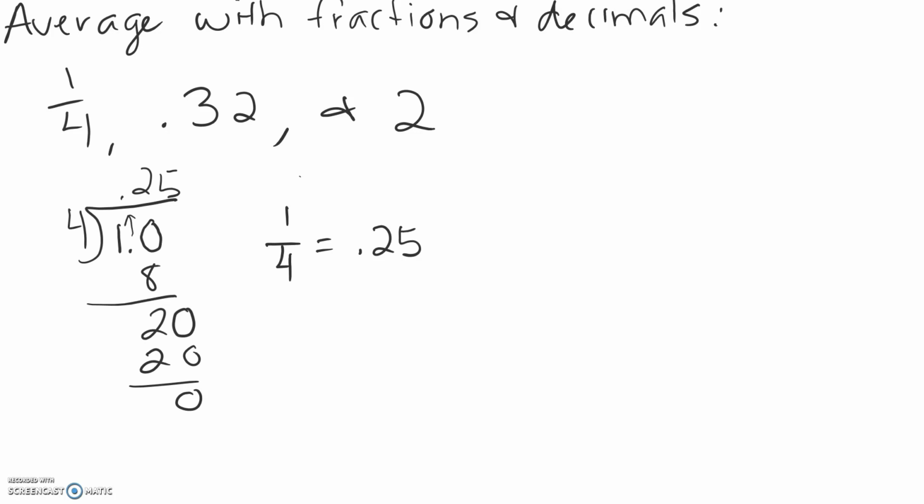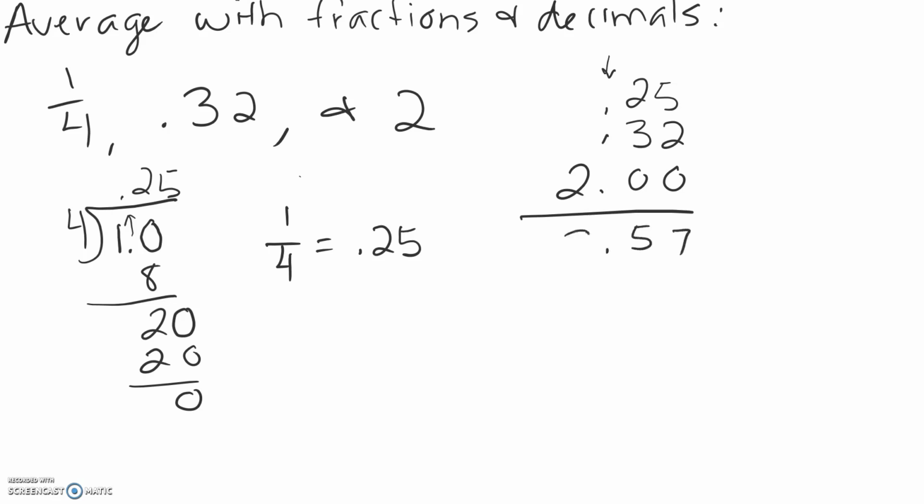Okay, so now I'm just going to walk through my regular steps for finding an average. I'm going to add all of my numbers up, 0.25, 0.32, and 2. Remember to line up your decimals. Okay, 2.57, all right, and now I'm going to divide that by the number of numbers.